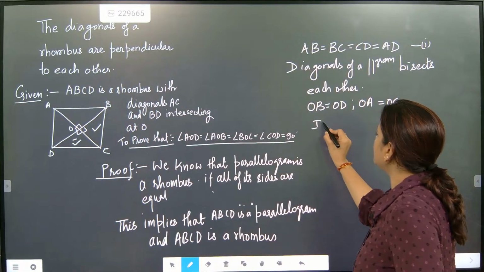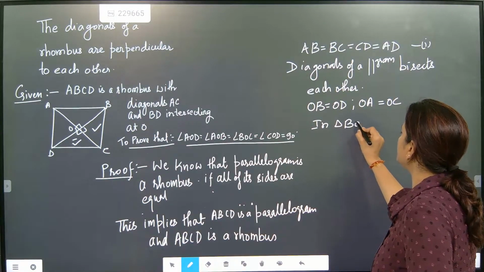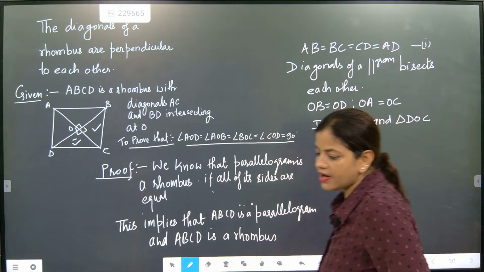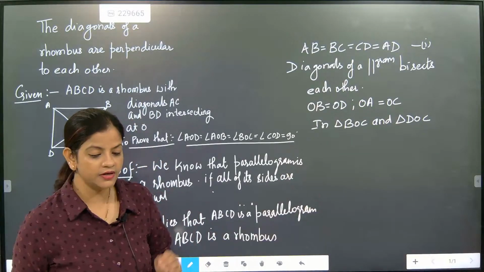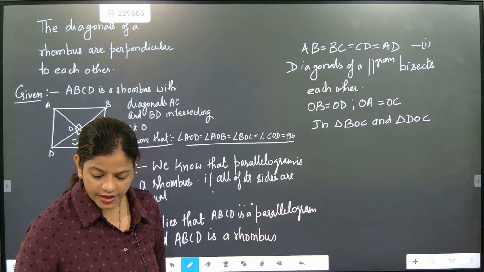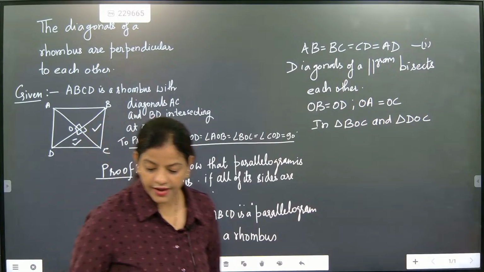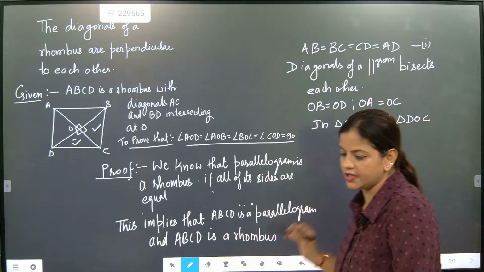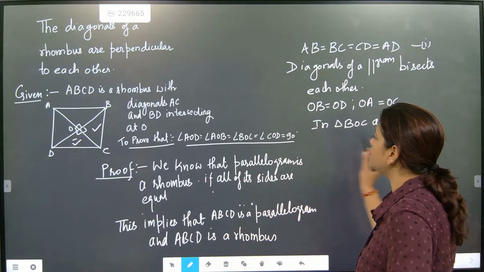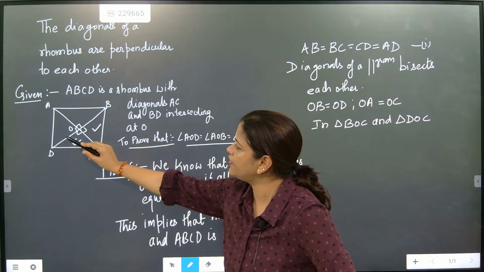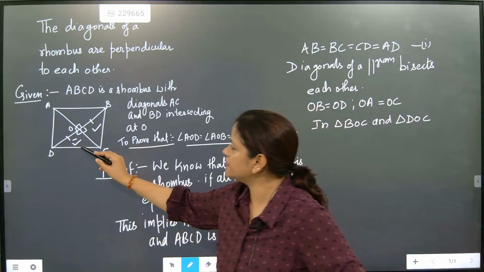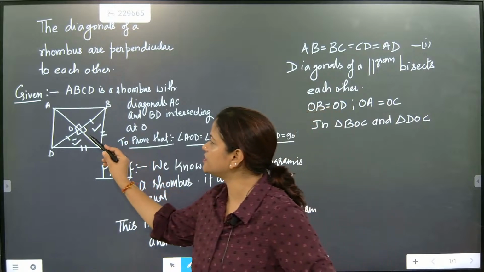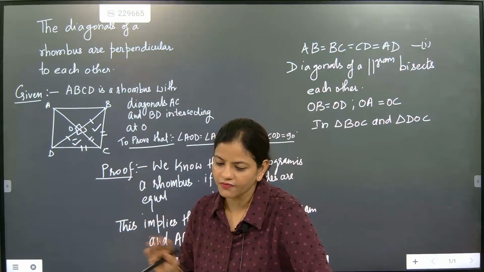So, note down, in triangle BOC and triangle DOC, the next work is to write whatever things are there. Here we already know this side will be equal to this side and this side will be equal to this side, because rhombus means all sides are equal. Next point is this side will be common.